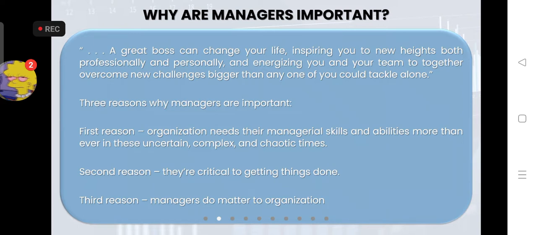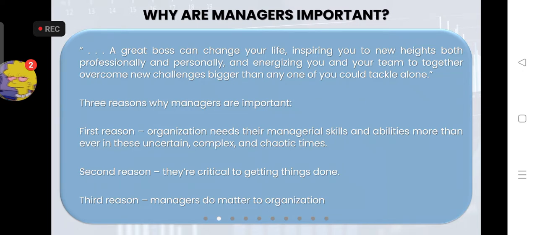And the third reason: managers do matter to organizations. How do we know that? The Gallup organization, which has polled millions of employees and tens of thousands of managers, has found that the single most important variable in employee productivity and loyalty isn't pay or benefits or workplace environment. It's the quality of the relationship between employees and their direct supervisors.